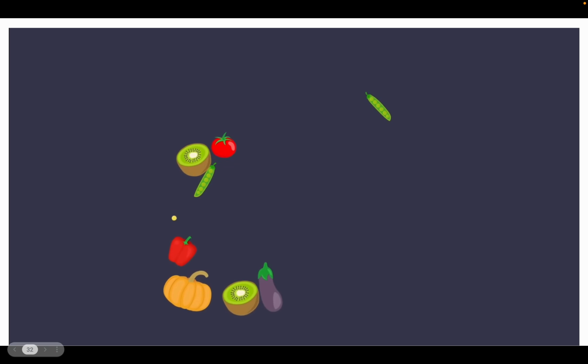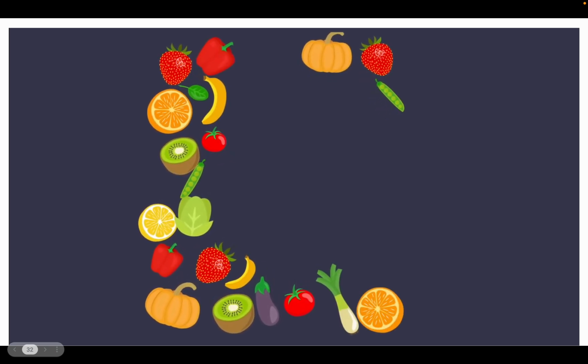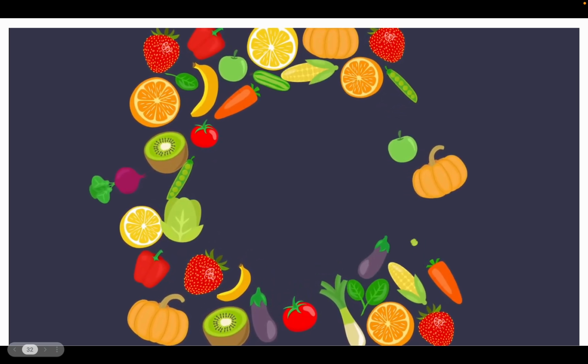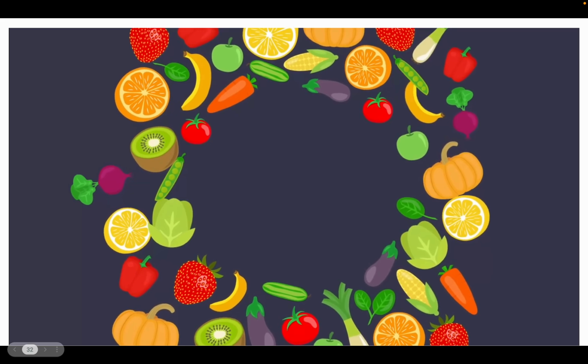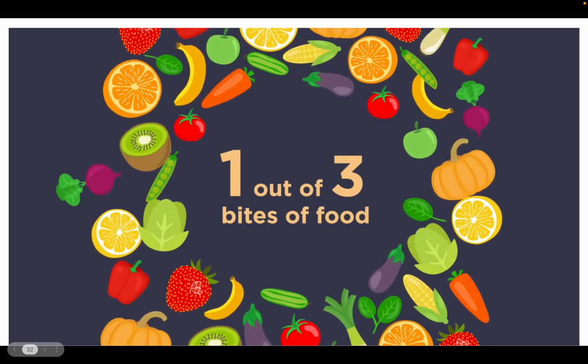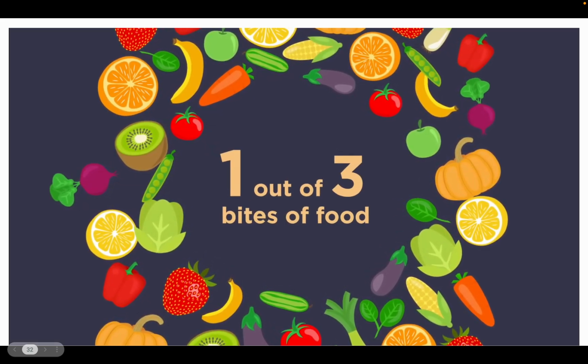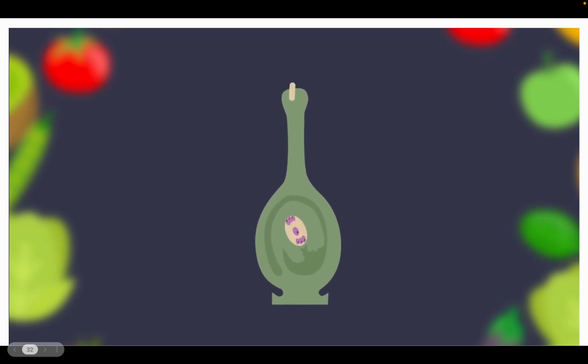Did you know that pollinators are very important to our food supply? They pollinate plants that are responsible for bringing us 1 out of every 3 bites of food. Once a plant has been pollinated, fertilization can occur. Fertilization results in the production of seeds.